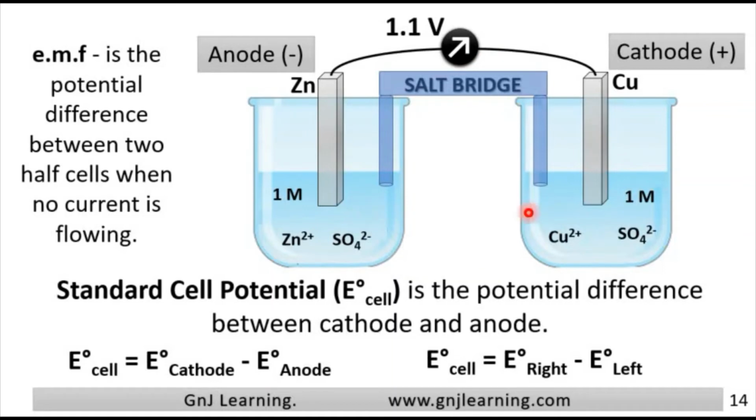So that difference, once I switch it on, suddenly there is a pull of electron. That is the electromotive force. So it's the same as cell potential. E0, E cell, EMF, both are the same. But definition-wise, there is a small addition to EMF, that is no current is flowing.